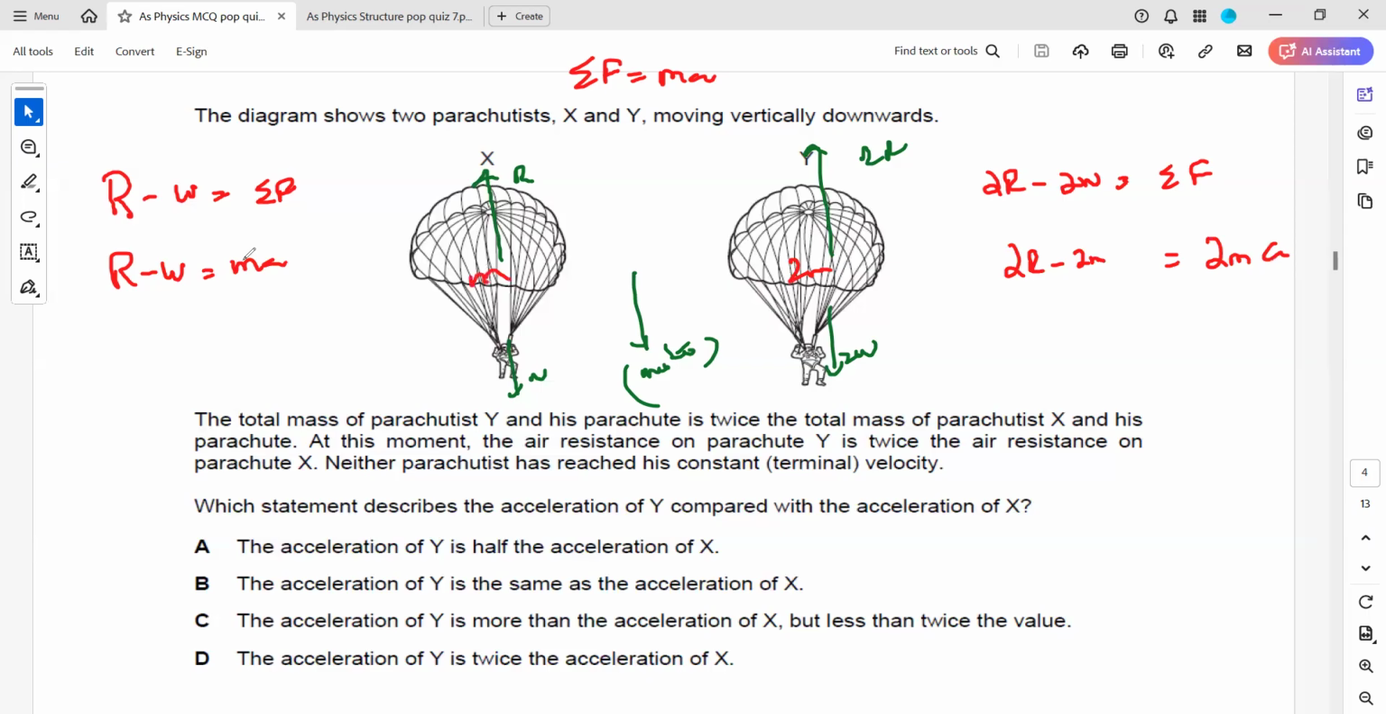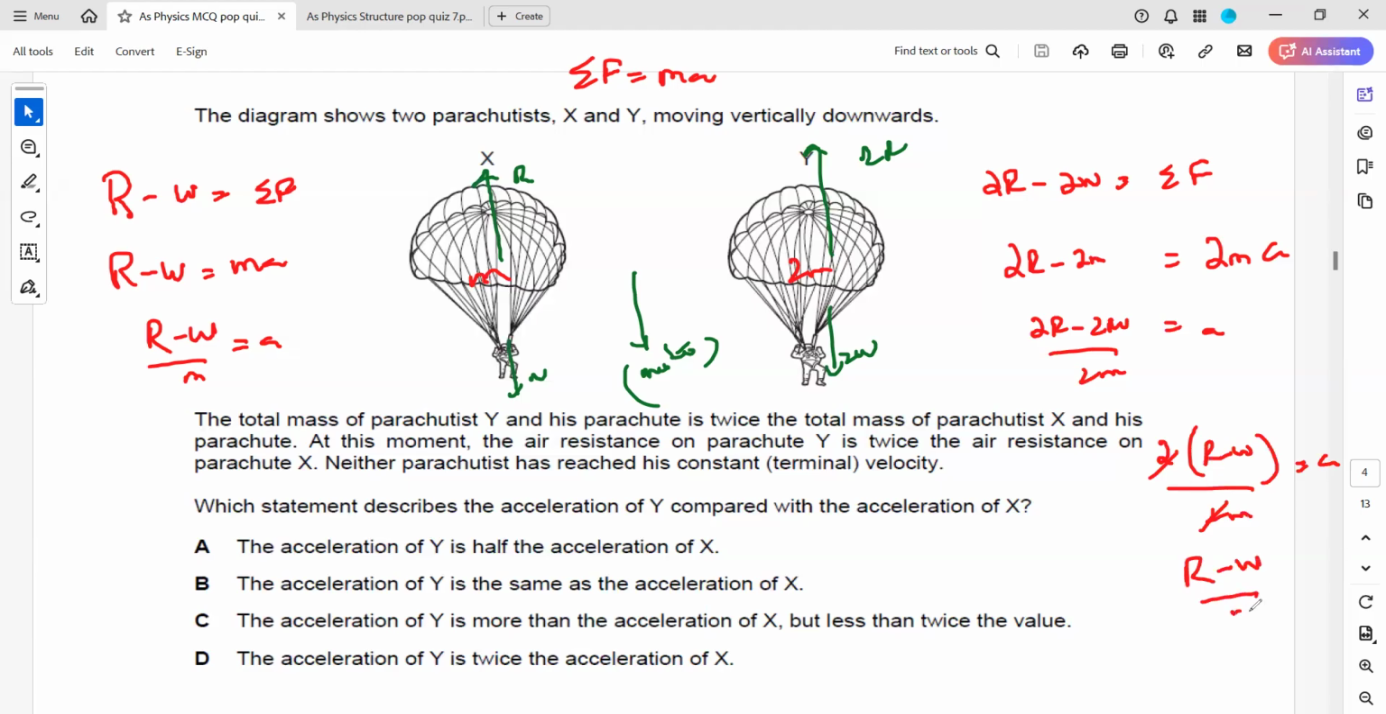And now we simplify this. If we need an acceleration, it will be R minus W divided by m is a. What about this one? 2R minus 2W divided by 2m is equal to a. If I take 2 common, it will be R minus W divided by 2m is equal to a. 2 will cancel with 2. So R minus W divided by m is equal to a. So what does it show? It shows we get the same expression.